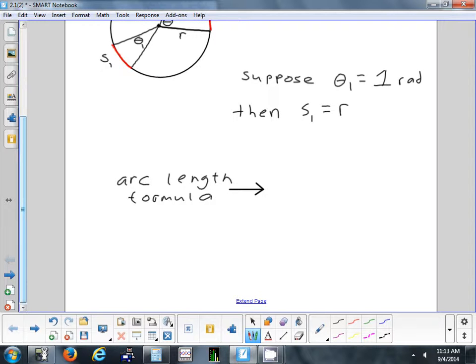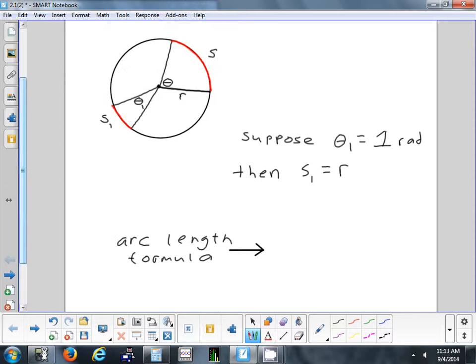Let's set up the big angle compared to the big arc, so theta compared to s, is the same as the small angle compared to the small arc. It's just like the same proportion I did with feet and inches. I'm putting angles on top, I'm putting arcs on the bottom. And we're going to fill in what we know. Okay? And then we'll simplify it a little bit.